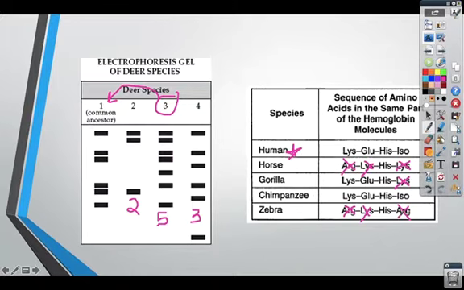So if you notice, which one has the most in common with the human? Well, that would be the chimpanzee. For these 4 specific amino acids, they are identical. And again, hemoglobin has thousands of amino acids, so this is just a small segment that we're looking at. So we can infer that humans and chimpanzees are more closely related to each other than the other species are to humans.